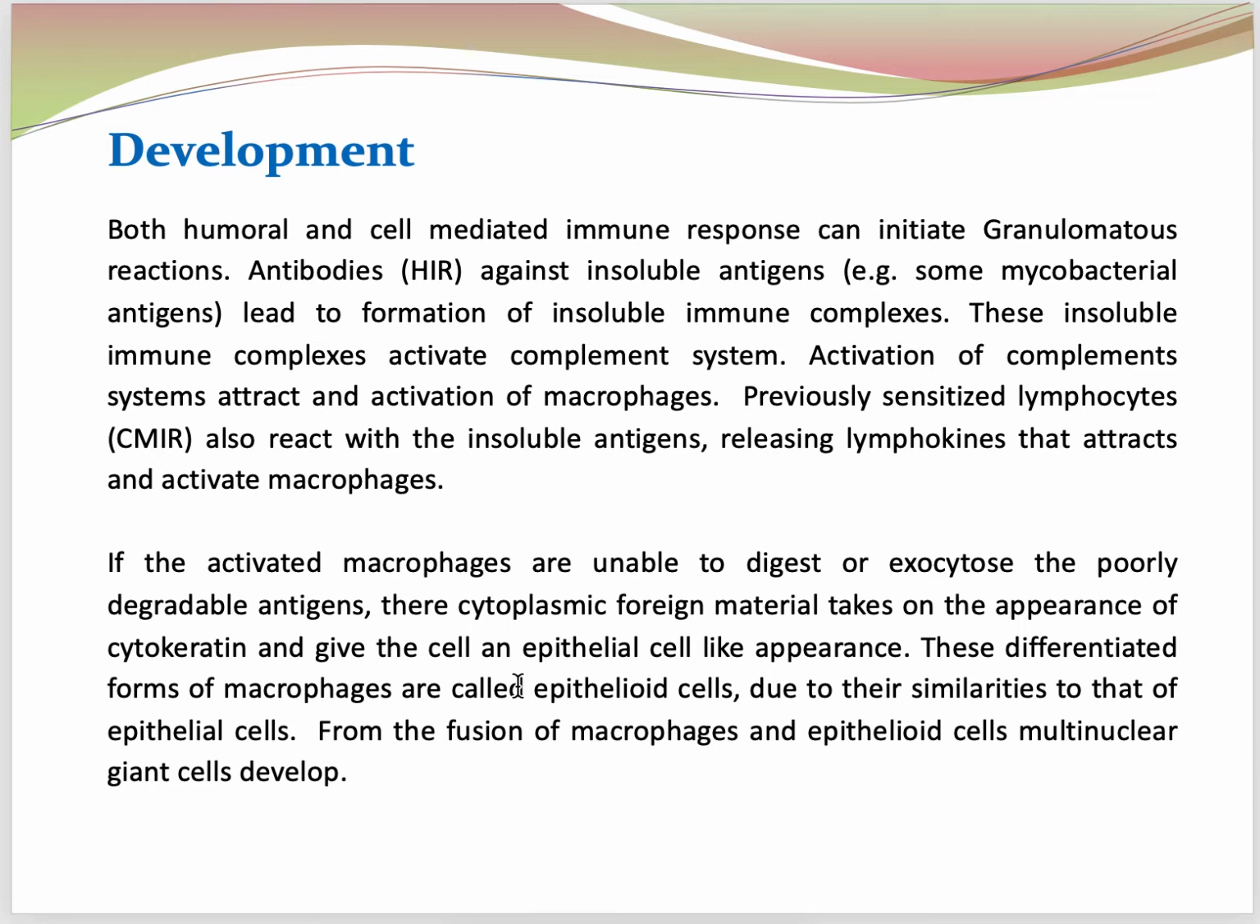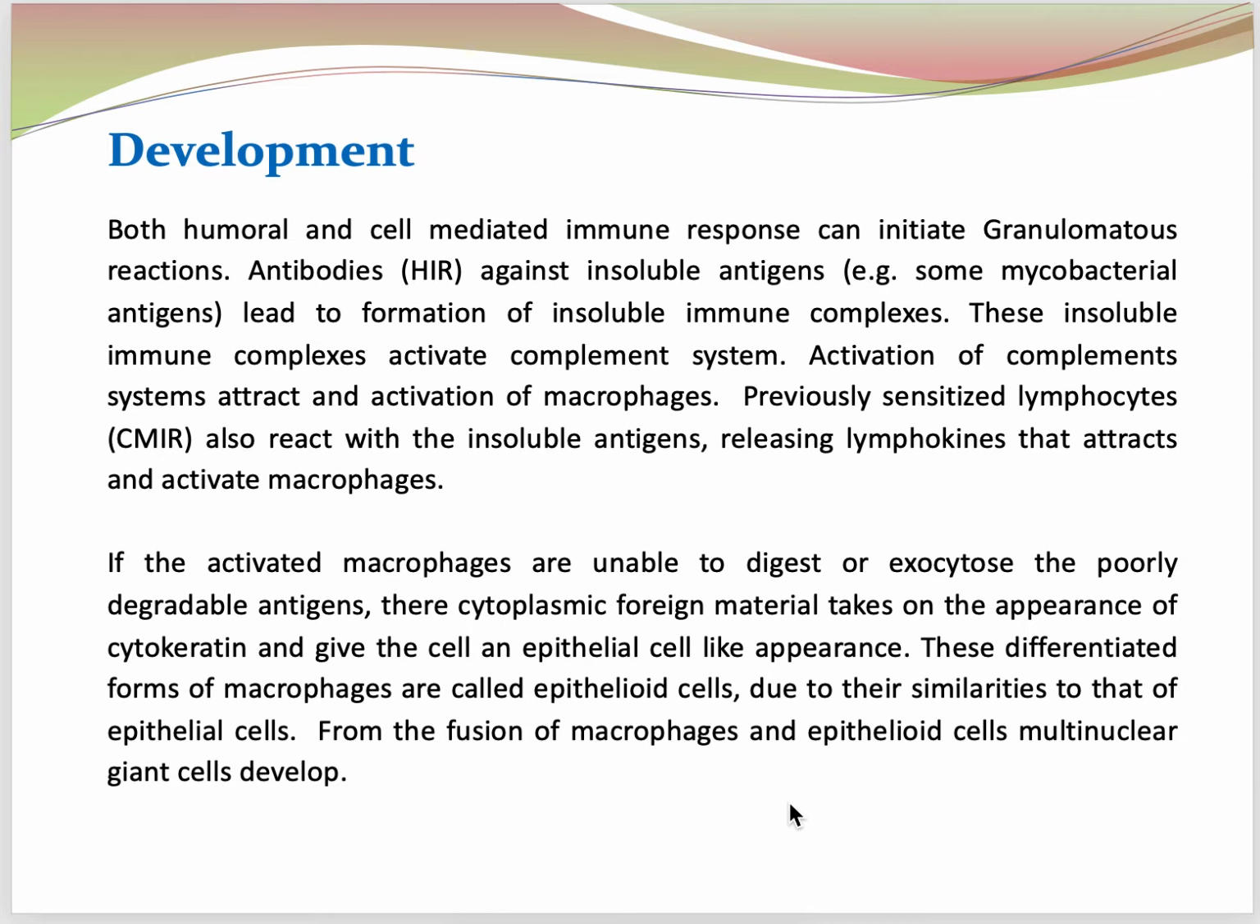Okay, and that's why the cells give an epithelial-like appearance. These differentiated forms of macrophages are called epithelioid cells. Due to their similarities to epithelial cells, but macrophages are not epithelial cells. Because of this, ultimately the macrophages transform into a different kind of cell. This is called differentiation. When a cell changes into a different cell, this is called differentiation.